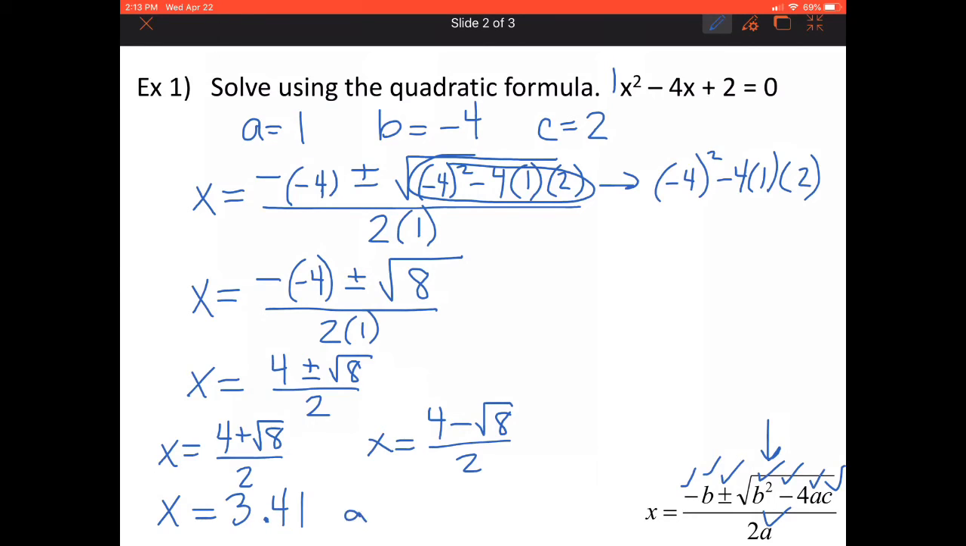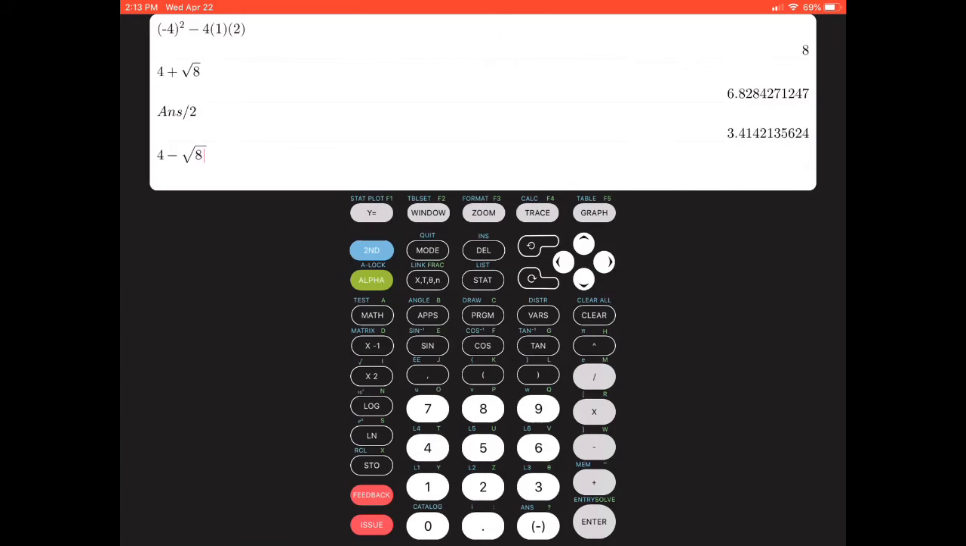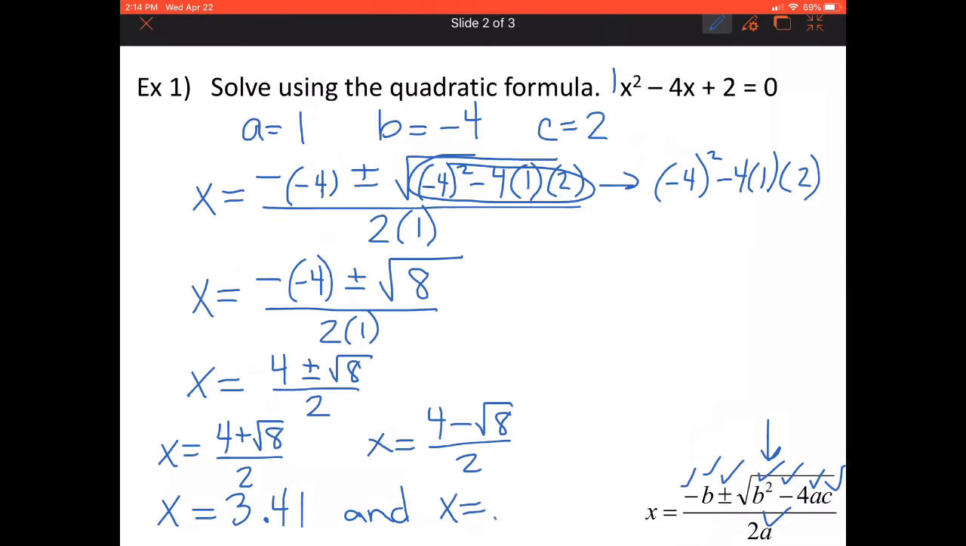Now I'm going to find my other answer. So 4 minus square root of 8 came up with that decimal, but I have to remember to divide it by 2. That was in the denominator, so my next answer is 0.59. All right, so those are my two solutions, and I could substitute them each back in for the x's, and each time I plug it back in it would make the equation true.